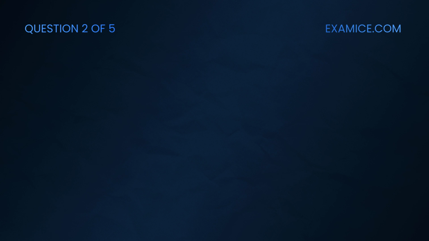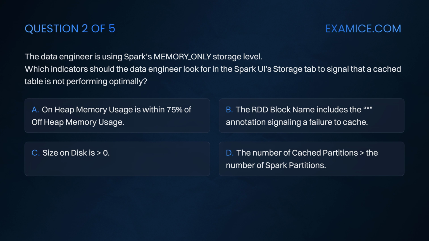Question 2. The data engineer is using Spark's memory-only storage level. Which indicators should the data engineer look for in the Spark UI Storage tab to signal that a cache table is not performing optimally? Option A. On-heap memory usage is within 75% of off-heap memory usage. Option B. The RDD block name includes the asterisk annotation, signaling a failure to cache. Option C. Size on disk is greater than 0. Option D. The number of cached partitions greater than the number of Spark partitions.